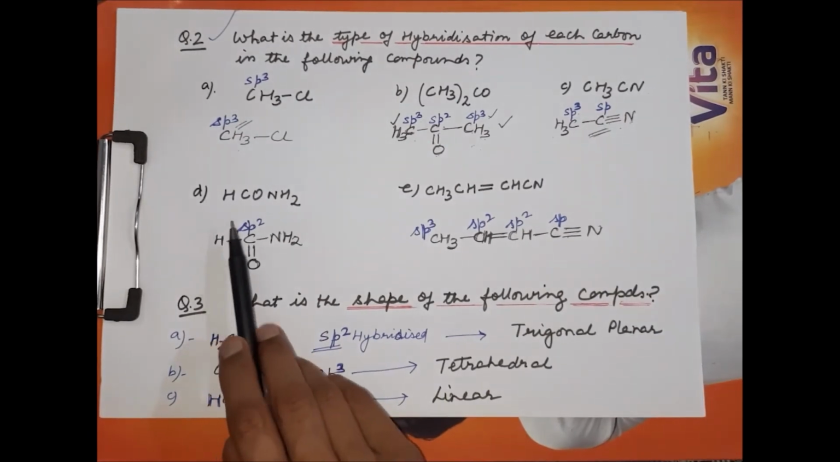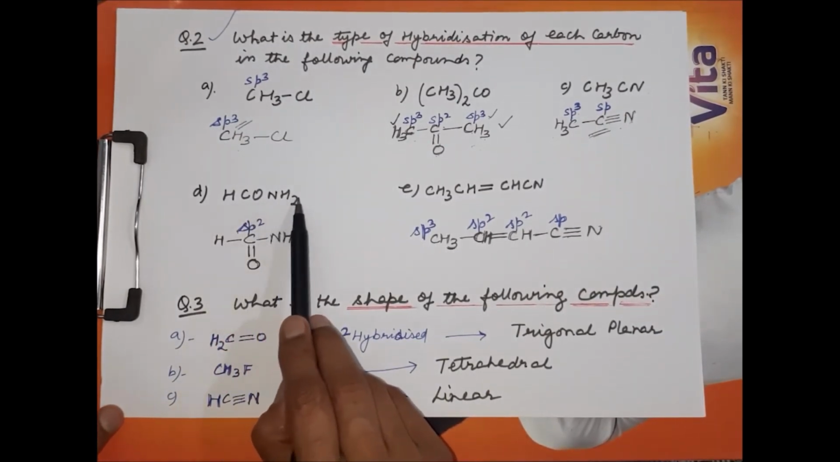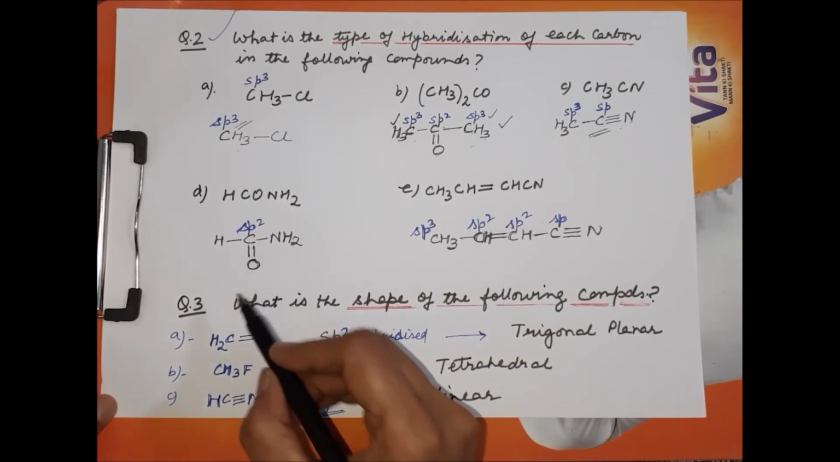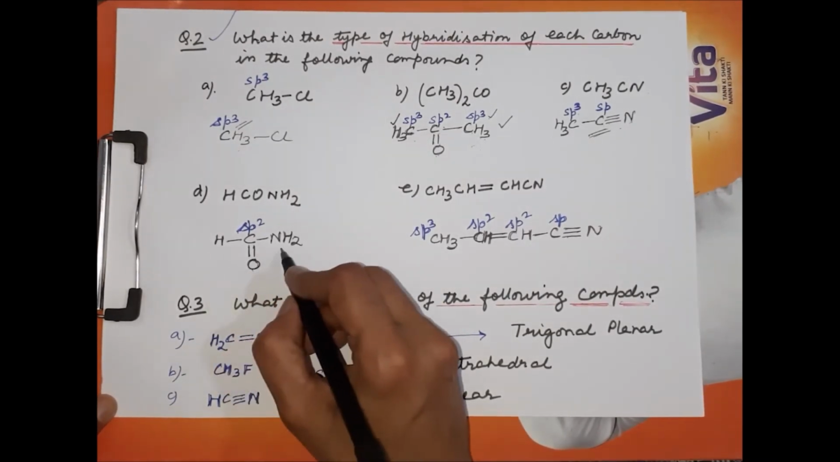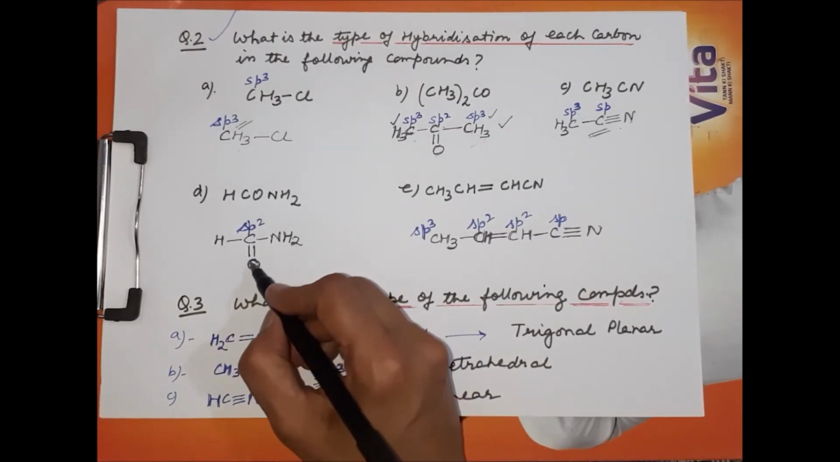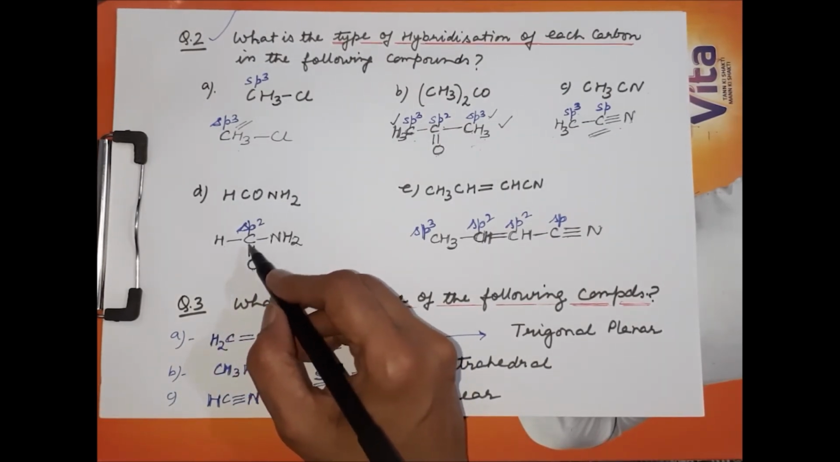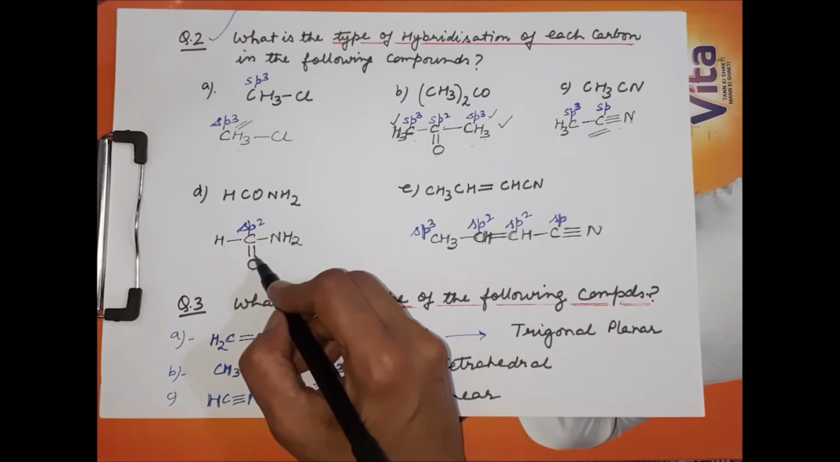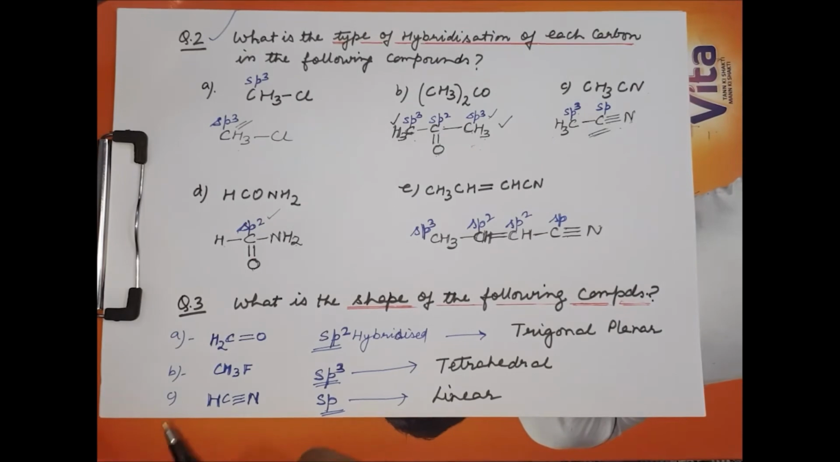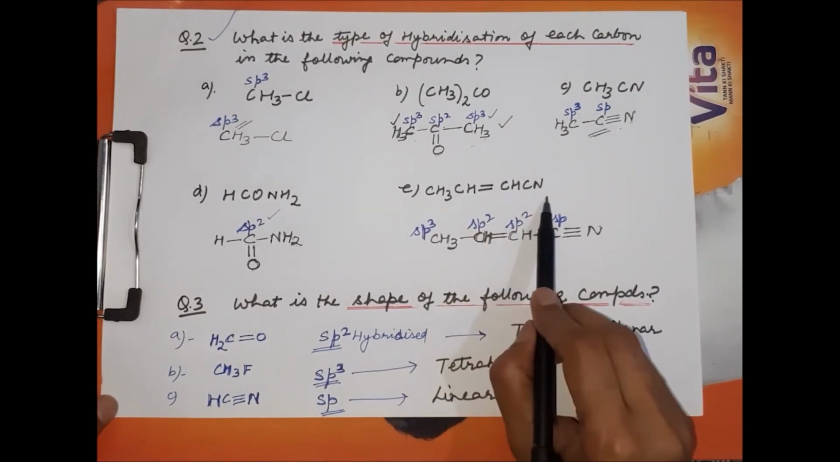The next example is HCONH2. First we will write it like this. In the center this C double bond O, NH2, and this side H. So again here this is a double bond. So this carbon, when it is having the double bond, will be sp2 hybridized. Okay. So this is the next example.